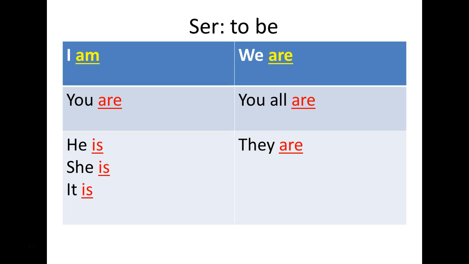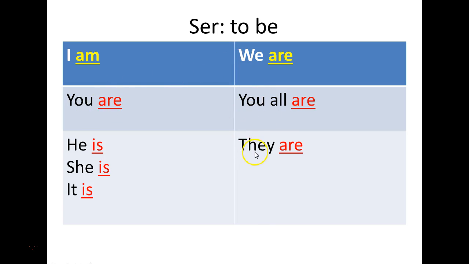Hi everyone, this is a video on the verb ser and what the verb ser means and how you use it. Ser means to be. Let's look at what to be is in English. To be in English is going to conjugate into I am, you are, he is, we are, you all are, and they are. Notice that in English there's only one way to say are, right? We use this word for both you, we, you all, and they.